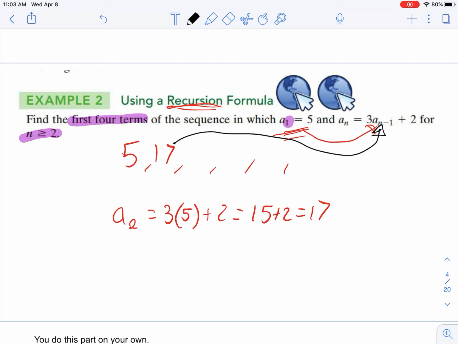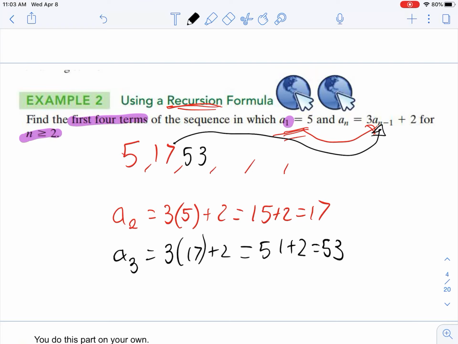So when we do that, we're going to get a sub 3 equals 3 times 17 plus 2, which is going to give us 51 plus 2, I believe. Maybe wrong. I don't think I am, but I may be. And we're going to get 53 from there.